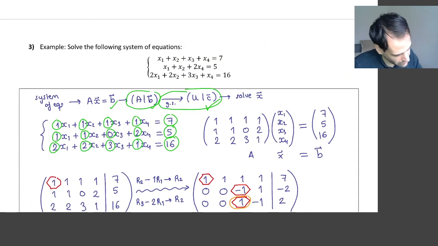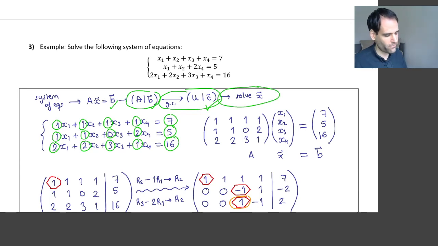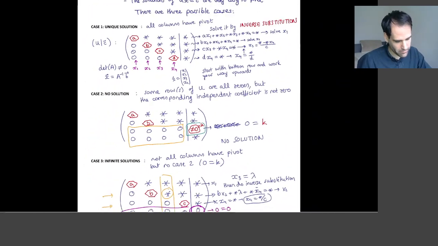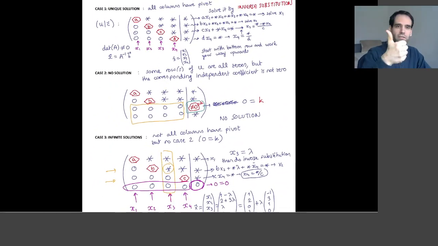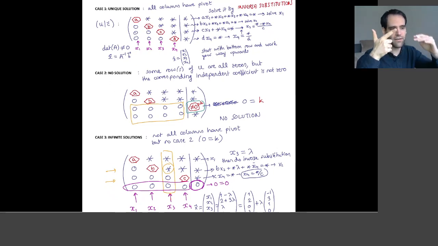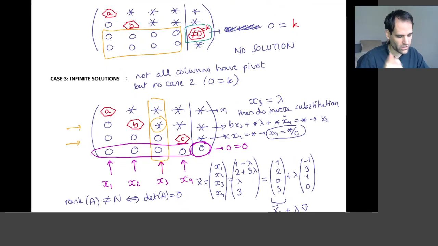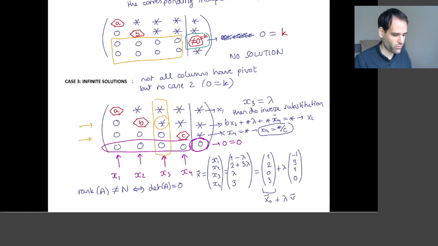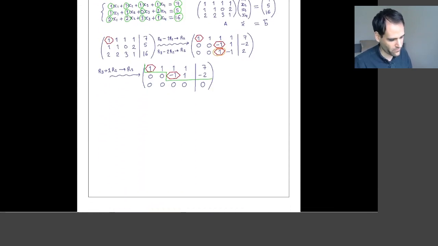Yeah? So we are only left with the last step, which is to solve for x. And remember, in this last step, I gave you 3 possibilities. Unique solution when there are as many pivots as columns. No solution when there is a row at the bottom which says 0 equals k. Or infinite solutions, which is when some columns do not have pivots, but all the rows below are 0 equals 0. So there is no 0 equals k row. So in this case, we are in this third case. So we have infinite solutions, okay?